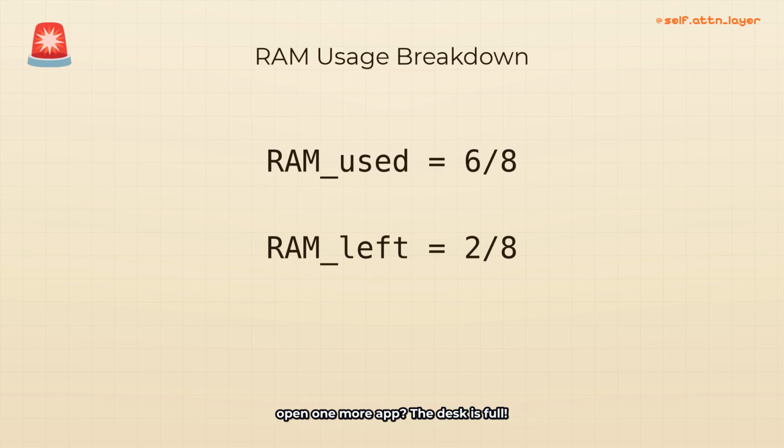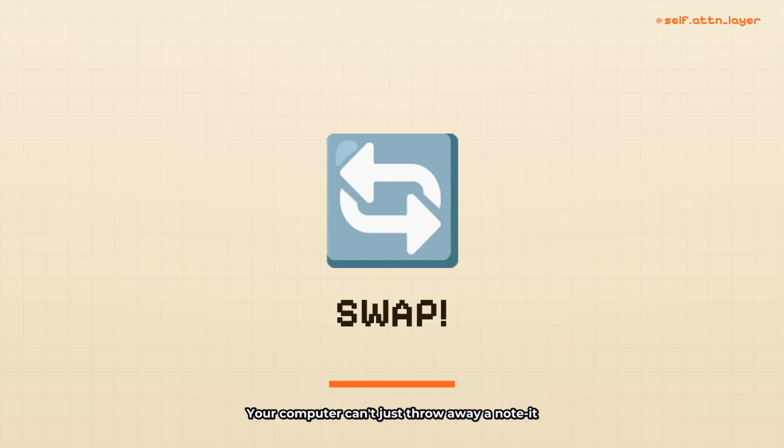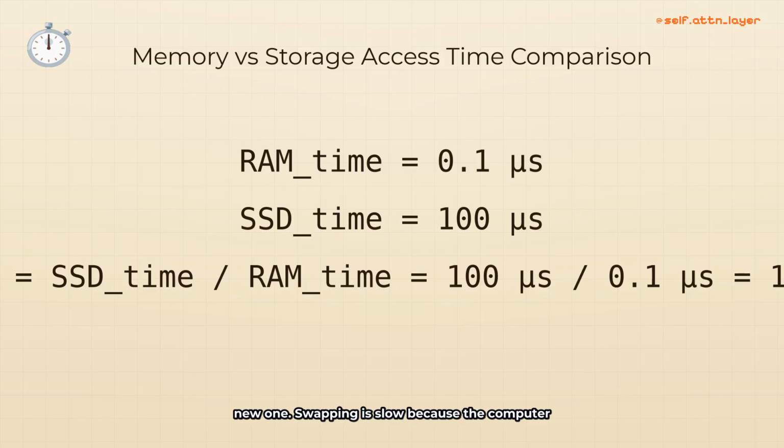The desk is full. Your computer can't just throw away a note. It needs that app's data. So it does something sneaky. It swaps the oldest note out to the filing cabinet, SSD, and brings in the new one. Swapping is slow because the computer has to walk to the filing cabinet, find the note, and bring it back.